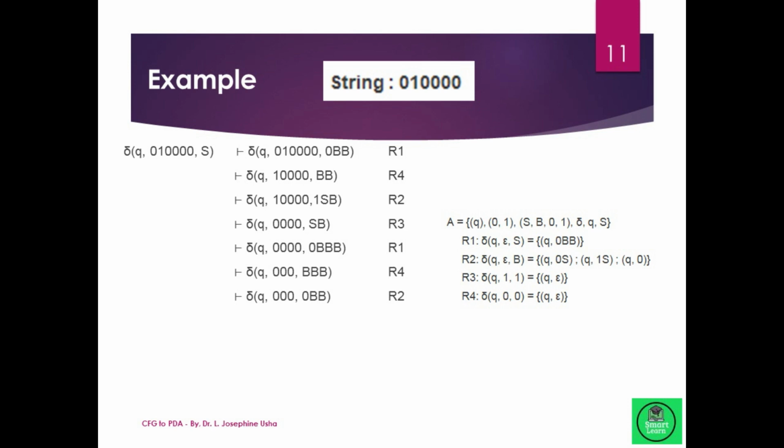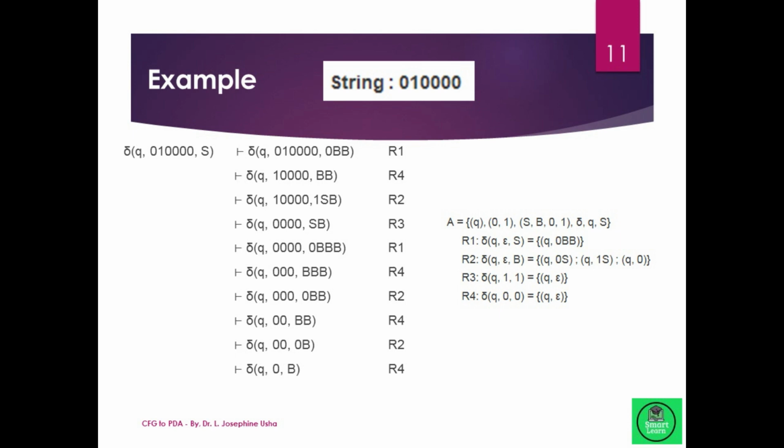Then again on top of the stack we have the non-terminal B. So we replace it by the production B goes to 0, that is (q, 0). Now check the current input symbol and the symbol on top of the stack. Both are matched, so you pop the symbol. Now the remaining input string is 00 and on top of the stack we have the symbol B. It is again replaced by 0, based on rule R2. Now there is a match. You pop the symbol 0 from the stack using rule R4.